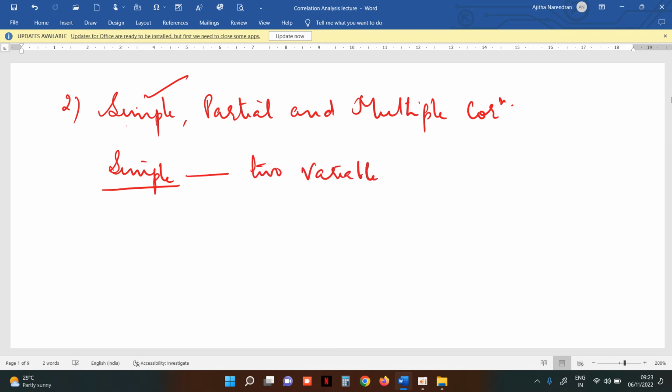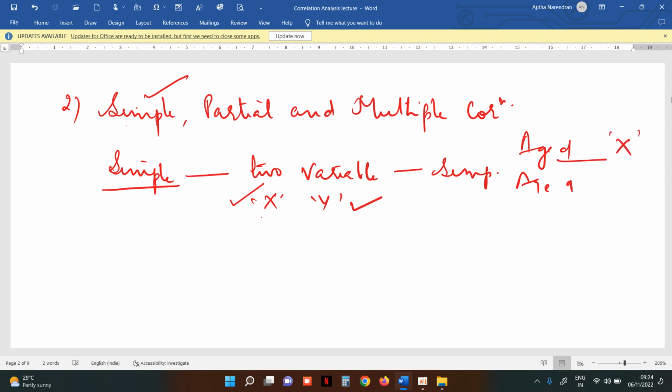Simple correlation is that correlation when we study only two variables. In our case, we will take x and y. If you are provided with two variables, you will denote one variable as x and the other as y. For example, if you are provided with the age of husband and age of wife, the variable given first will be denoted as x and the variable given next will be denoted as y. This is known as simple correlation, where you are studying only two variables.